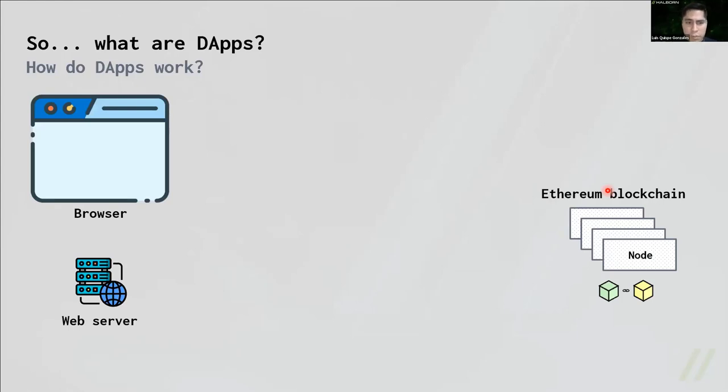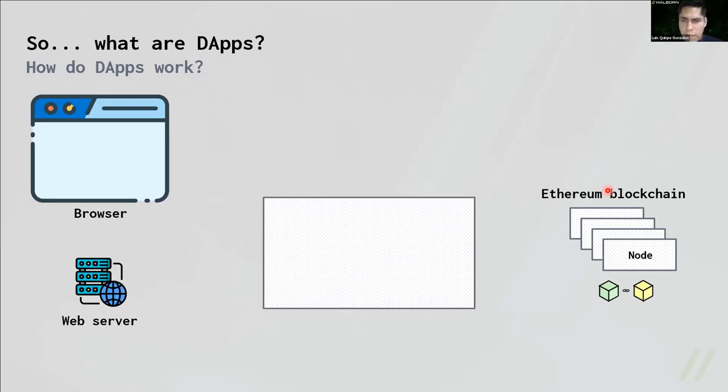On the left side, we have the browser and the web server, and on the right side, we have the Ethereum blockchain. For them to communicate, we need a bridge. A bridge can be any computer, any server, any cloud service. The key here is to turn this bridge, this computer, into an Ethereum node. How can we get that?